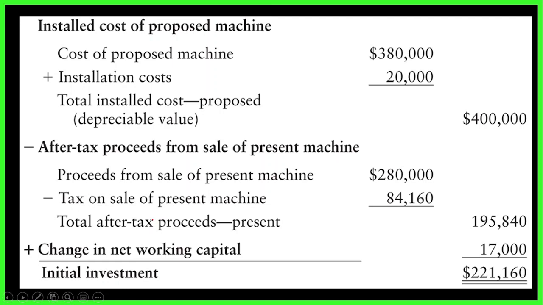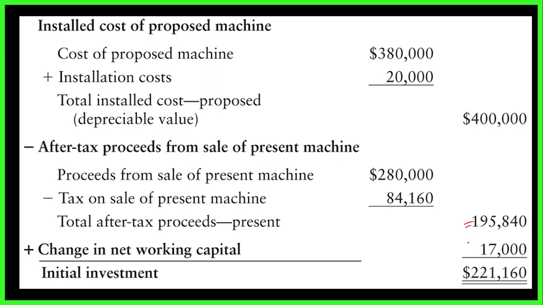Why is there a deduction for tax? Well, because this equipment was sold at a gain, and the gain resulted in a tax of 84,160. So are you going to take advantage of the entire 280,000? No, you will just take advantage of 195. That's now our net advantage, because you sold it but you have to pay taxes on it. So that's your net.